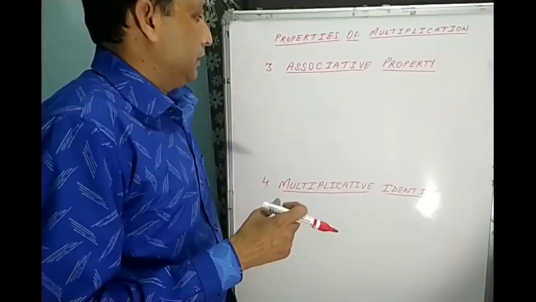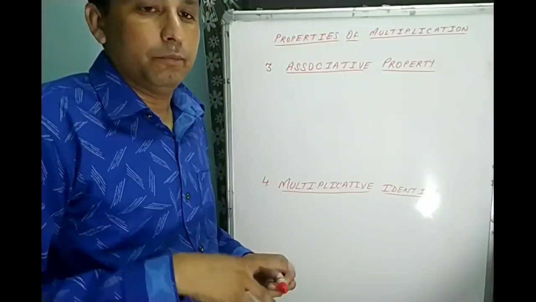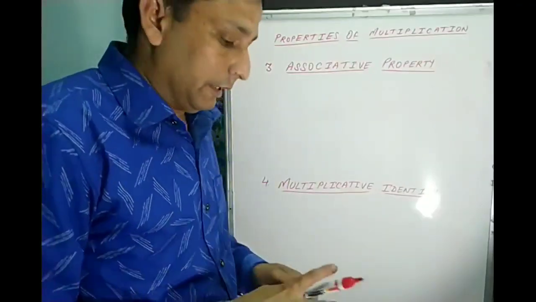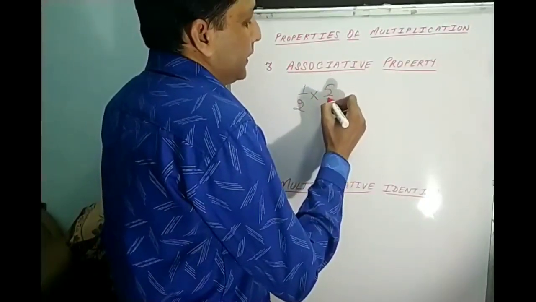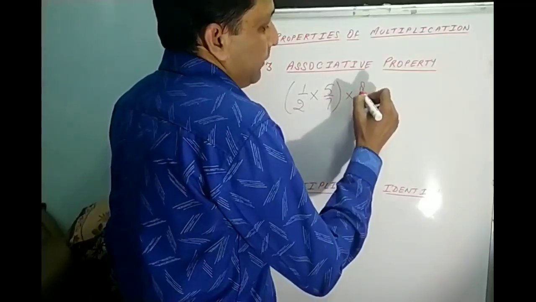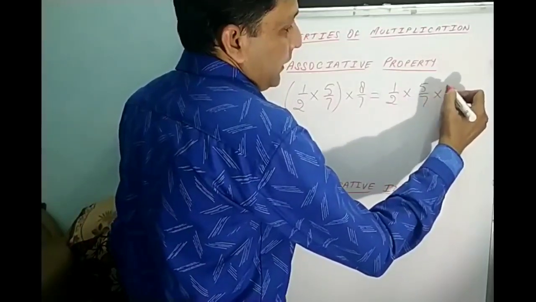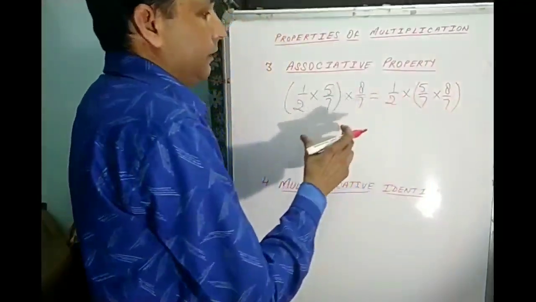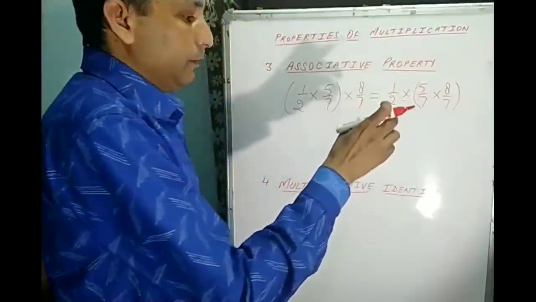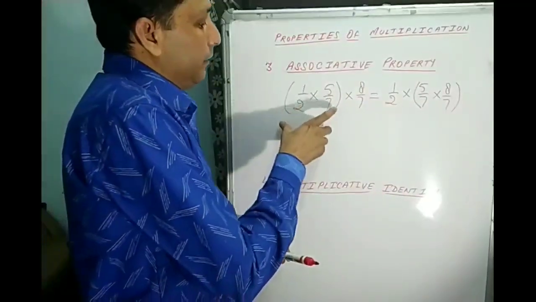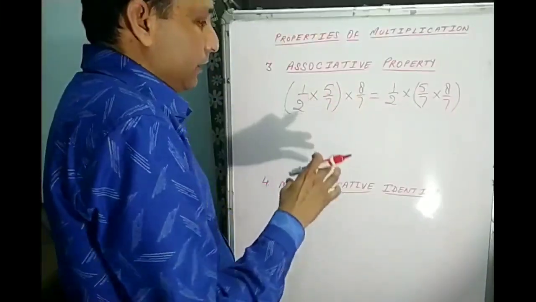Now moving on, third is associative property. When multiplying three rational numbers or more than three rational numbers, they can be grouped in any order. Let us take an example. 1 upon 2 into 5 upon 7 in bracket into 8 upon 7 is equal to 1 upon 2 into 5 upon 7 into 8 upon 7. There are two equations. First equation is written on the left hand side and second equation is written on the right hand side. The difference between two equations is that there is a bracket on the first two rational numbers and there is a bracket on the last two rational numbers, but the sequence of the rational numbers is the same.